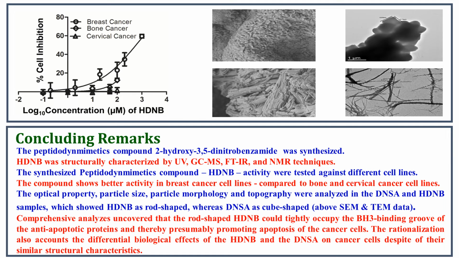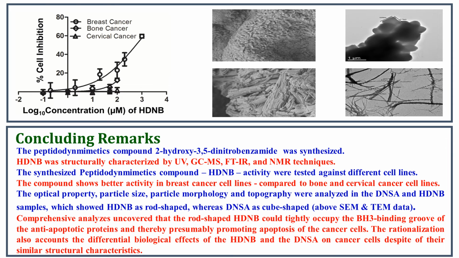It suggests that the IC50 of HDNP against MCF7 was about 500 micromolar. The top right panel of the slide shows the SEM and TEM images of the DNSA and HDNP. As you can see, DNSA was monodispersed, with smooth, regular, identical cuboidal projections. In contrast, the HDNP showed discrete rod-shaped particles ranging from 700 nanometers to 2500 nanometers in length and with a breadth of about 100 nanometers.